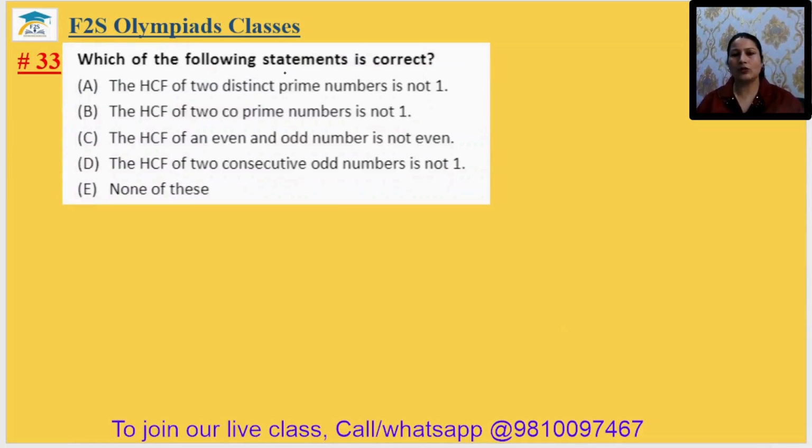33rd one. Which of the following statements is correct? The HCF of two distinct prime numbers is not 1. No, it is 1. Wrong. Okay? The HCF of two co-prime numbers is not 1. No. The HCF of co-prime numbers is 1. The HCF of an even and odd number is not even. The HCF of an even and odd number cannot be even. Yes, it is true. The HCF of two consecutive odd numbers is not 1. No, it will be 1 only. The 33rd answer is option C.